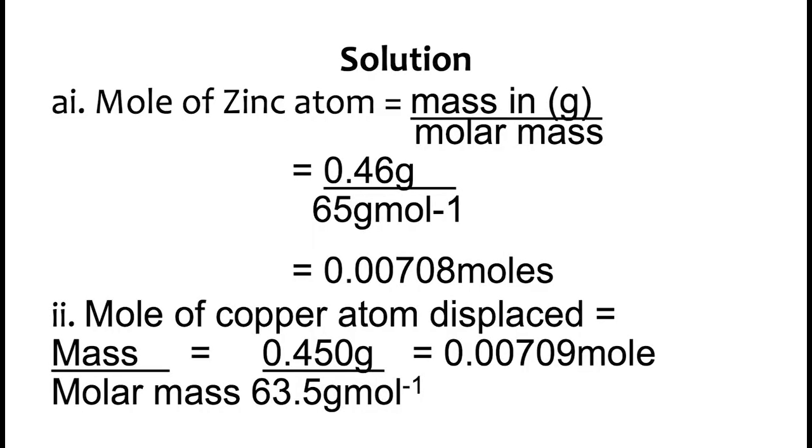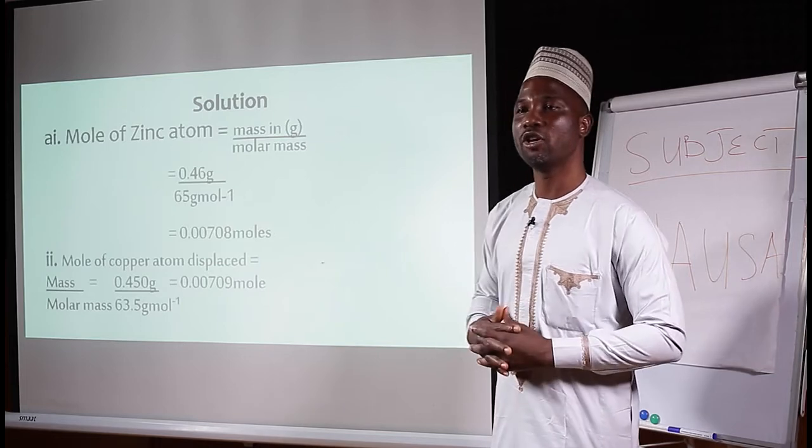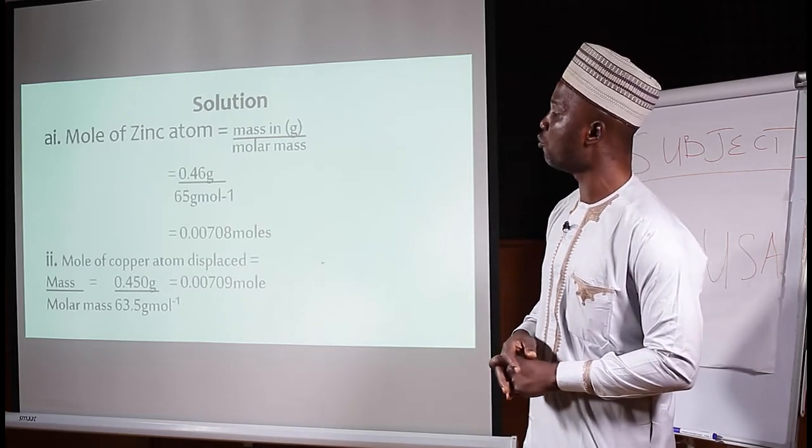So if you do your division and punch your calculator, you arrive at 0.007077, approximately 0.00708 moles of zinc.